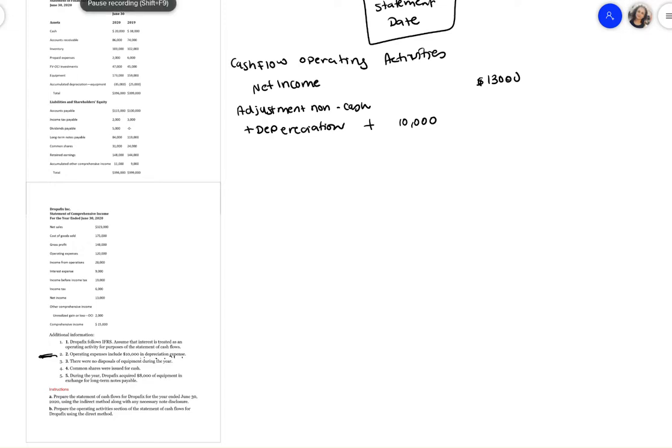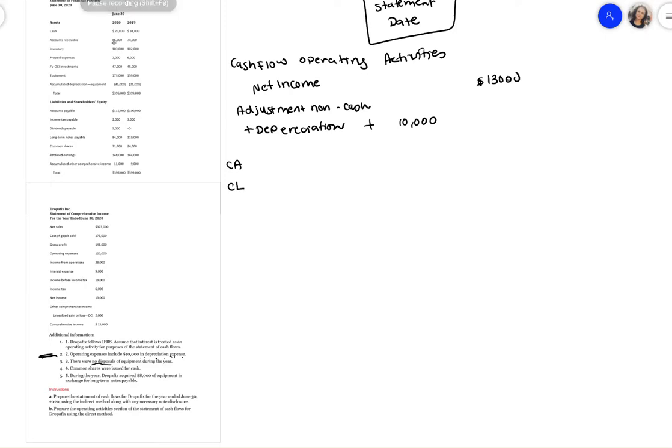Then there are no other non-cash items. I see they didn't tell us about any disposal. If there's no disposal, then we're not going to have any gain or loss on a disposal. The other thing we're going to look at now is your current assets and your current liabilities.